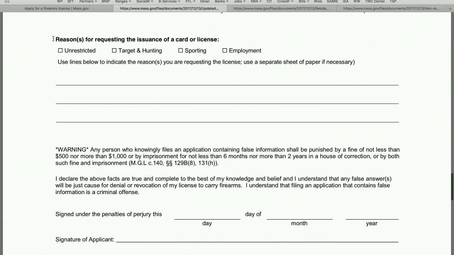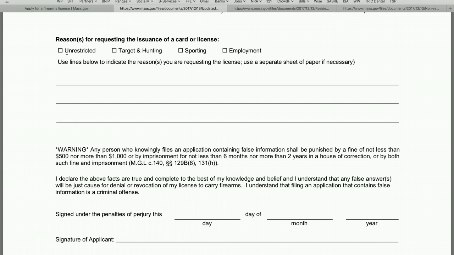Right here, this is a big thing. People will ask reasons for requesting the issuance of a card or a license. What you do not want to do is click any of these 3. Do not click employment, do not click sporting, do not click target and hunting. What you want is unrestricted, all right? You want a license to carry, class A, unrestricted, okay?